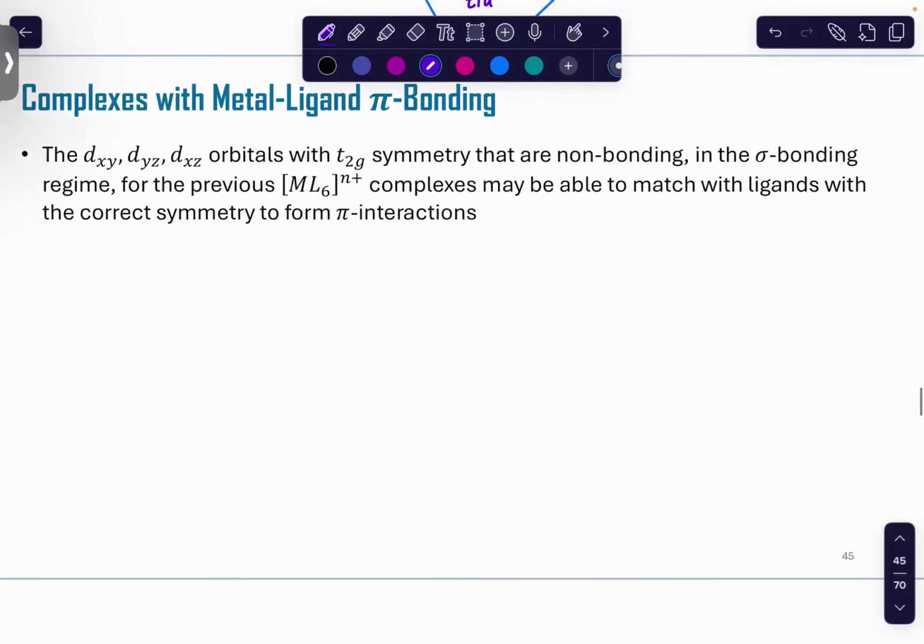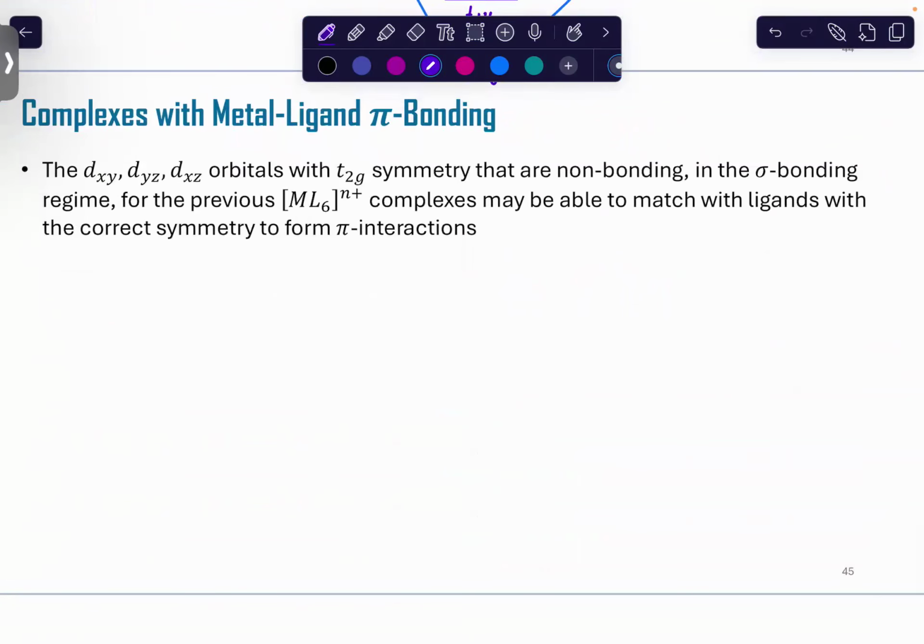All right, complexes with metal-ligand pi-bonding. Okay, so you have your T2G orbitals that are non-bonding in the sigma regime. Those orbitals are now available to match up with orbitals from the ligands for pi interactions. Okay, so one of the interactions that can take place. Have you ever seen a d orbital do pi bonding? No. Okay. So you've seen two p orbitals do it.